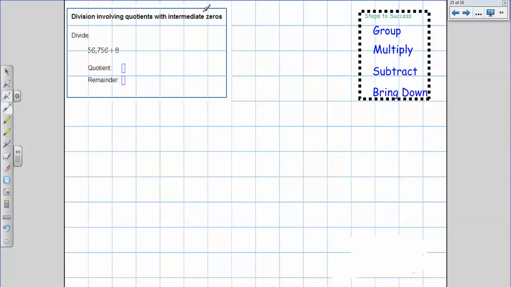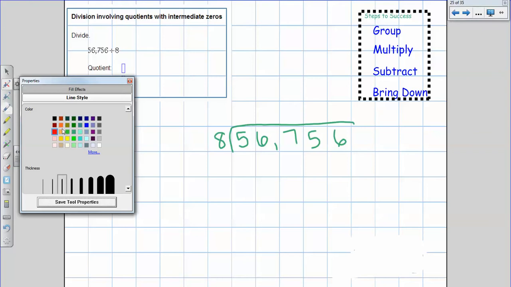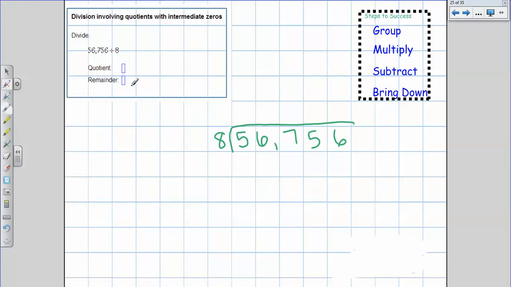Division involving quotients with intermediate zeros. Remember, a quotient is the answer to a division problem. Alright, so let's get this problem set up here. I have 56,756. I am dividing that by 8.